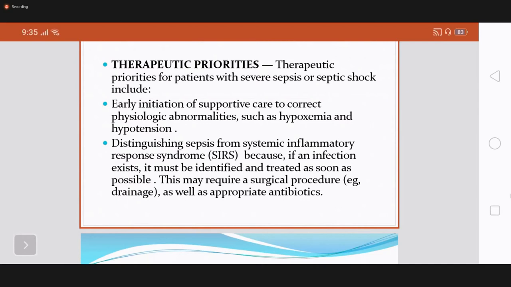And if you suspect that it is sepsis, then even prior to the cultures, which take time to come, you need to initiate antibiotics based on the site of infection that you are suspecting.